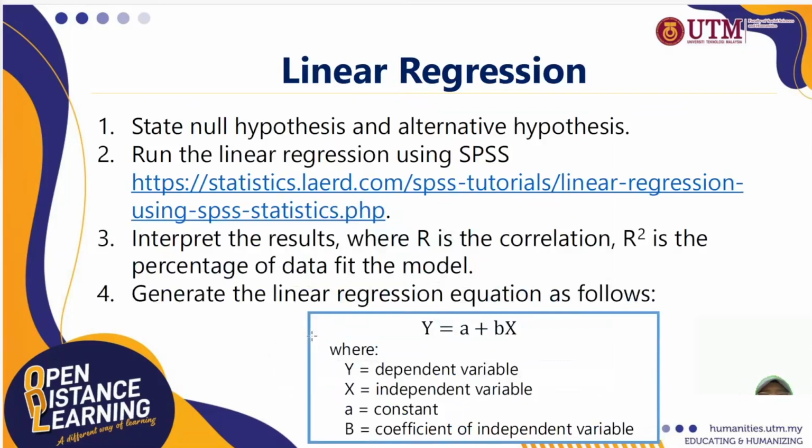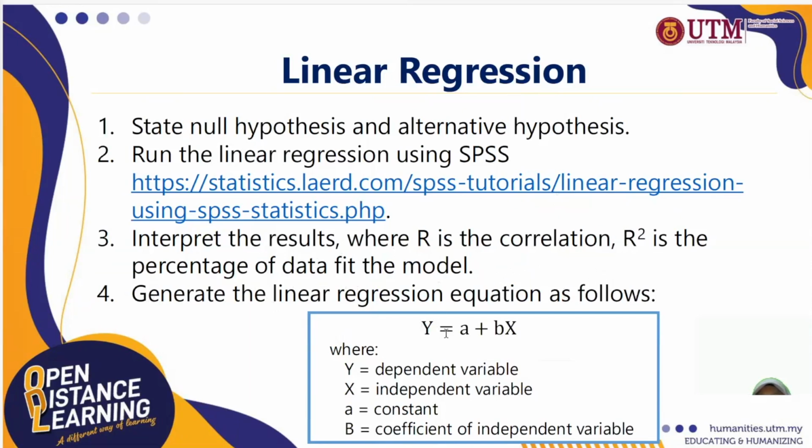How to run this linear regression? First, you need to state the hypothesis, then run the linear regression using SPSS, and then interpret the results, where R is the correlation and R squared is the percentage of data that fit the model. So that's the percentage. Then generate the linear regression equation as follows.